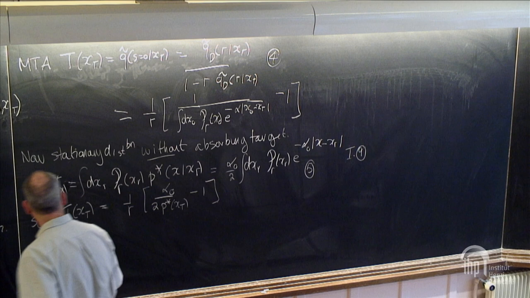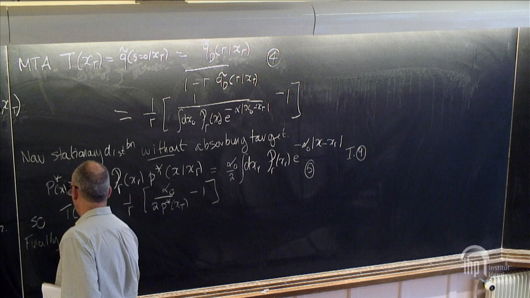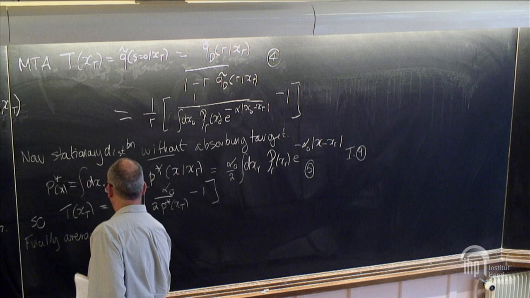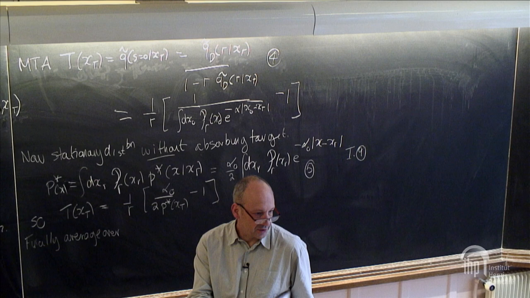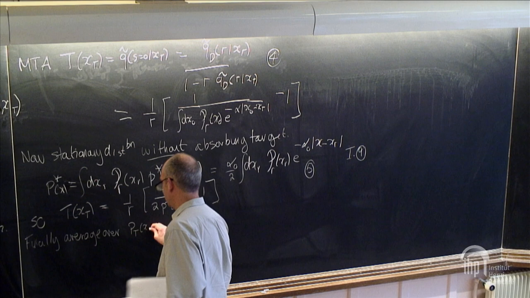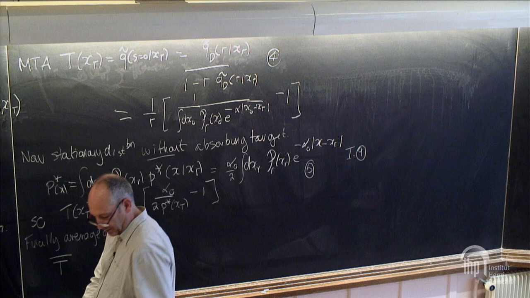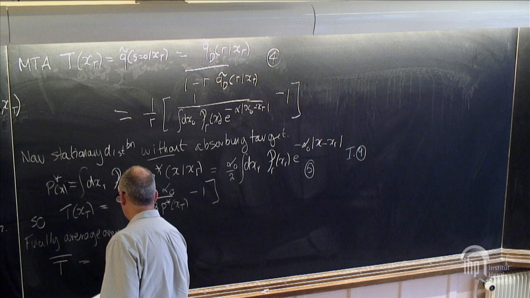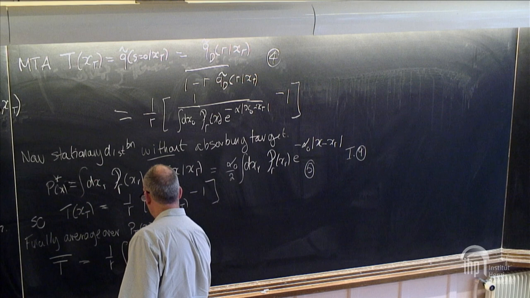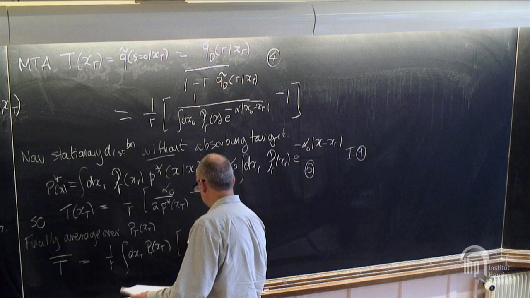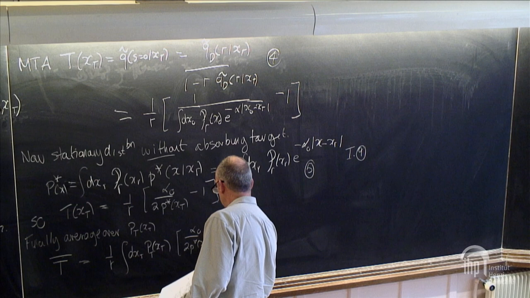So finally, let's average over the target site distribution. I'll denote that average by a bar. So T bar, the mean time to absorption averaged over the target distribution, will be 1 over r, integral dxt, target distribution P of xt, and then alpha naught over 2 over P star. And that's what I'm going to call equation 6.